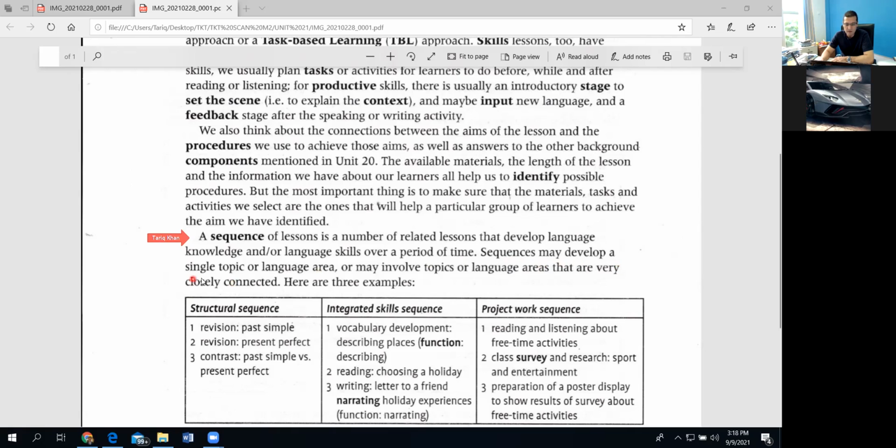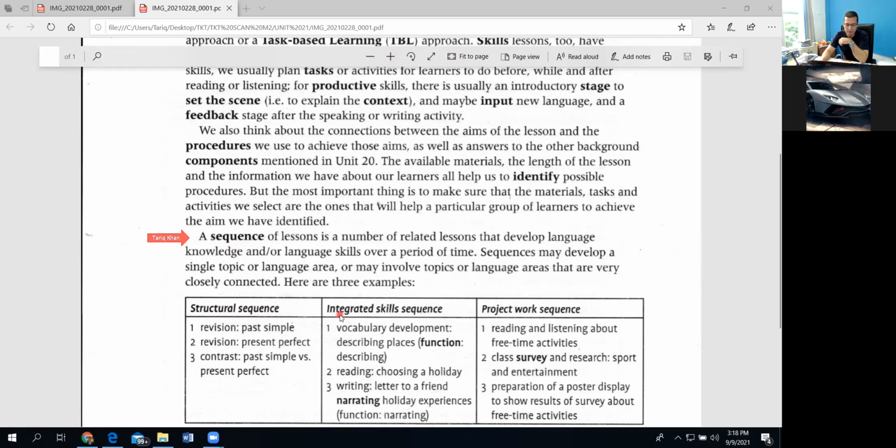A sequence may develop a single topic or language area, or may involve topics or language areas that are very closely connected. So either one topic will be divided into different parts, or different topics will be connected with each other. If there is one lengthy topic, you divide it into parts. If the topic is not lengthy, there might be different lessons together.